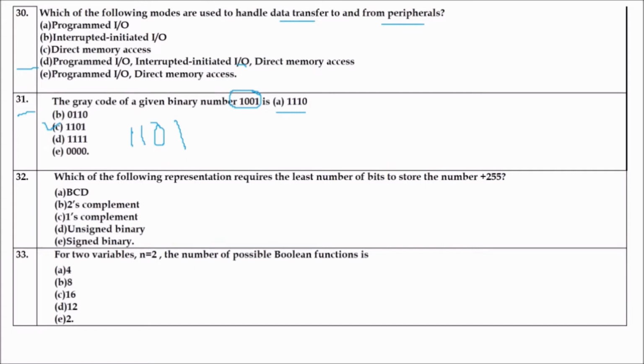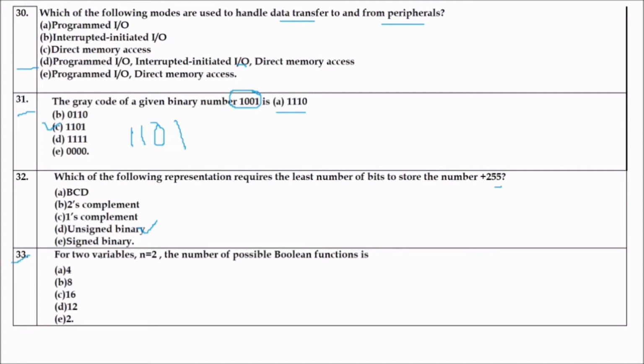Next, which of the following representations requires the least number of bits to store the number plus 255? And the answer is D, unsigned binary. Unsigned binary representation occupies less space to store the number plus 255.